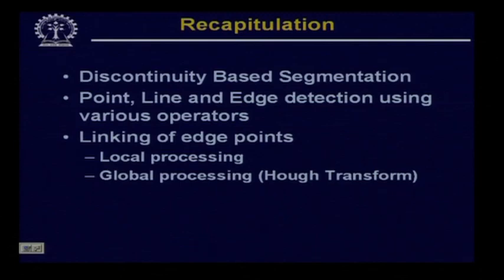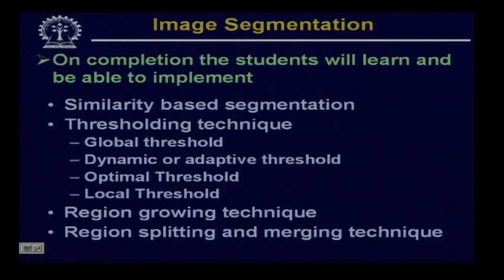Today we will start our discussion on the other type of segmentation, which is similarity based segmentation. Under similarity based segmentation, there are mainly three approaches. One is called the thresholding technique, the second approach is the region growing technique, and the third approach is the region splitting and merging technique.